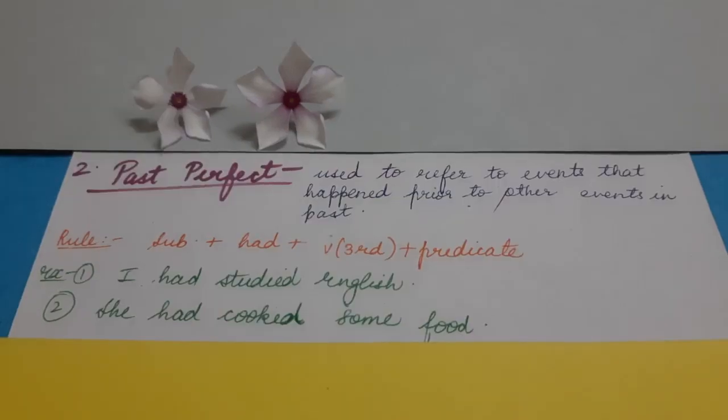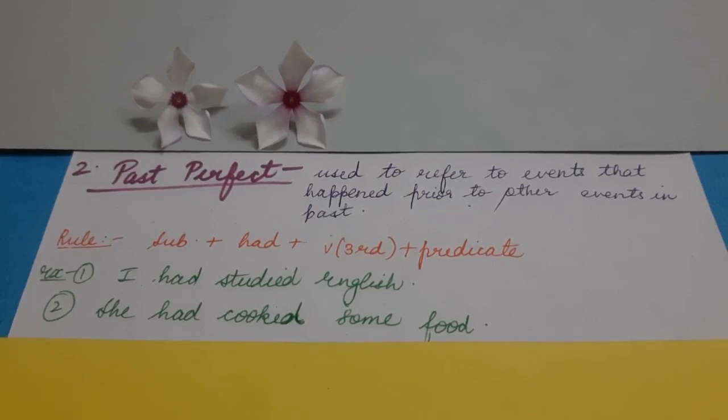Next we have past perfect. It is used to refer to events that happened prior to other events in the past. Prior means earlier or initially. So it is used to refer to events that happened before the other events in the past. Let's say yesterday you were eating and then you were playing basketball. The event that happened prior, that happened earlier, means you were eating. So here we're talking about eating, not playing basketball.